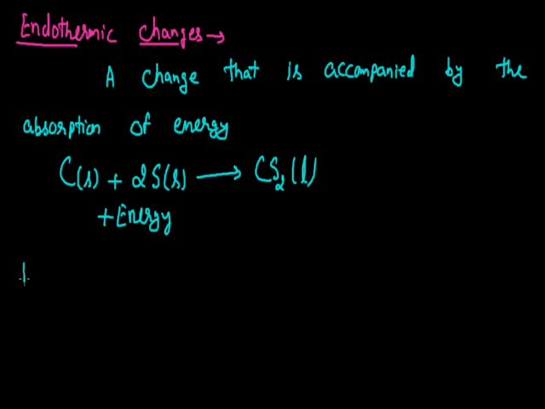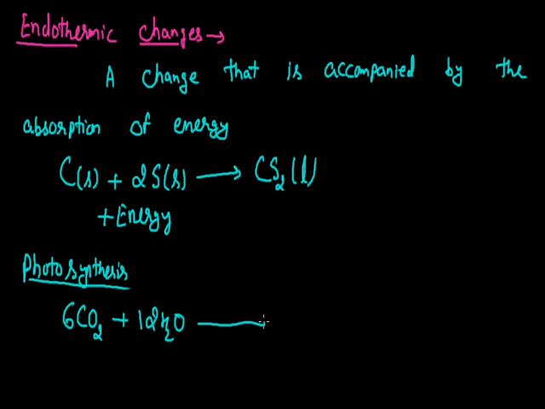Same as if I talk about the process of photosynthesis, we all must be aware that photosynthesis only occurs in the presence of sunlight. In the presence of sunlight, carbon dioxide molecules react with the molecules of water, and to make this process occur, light energy from the sun is required. So this process can be taken as an example of endothermic change.